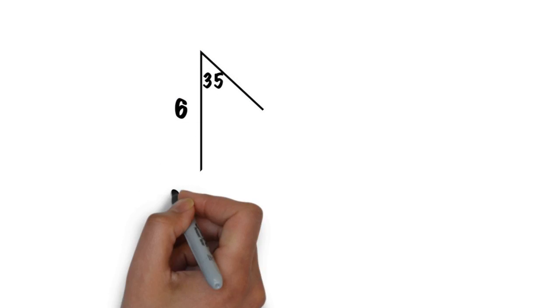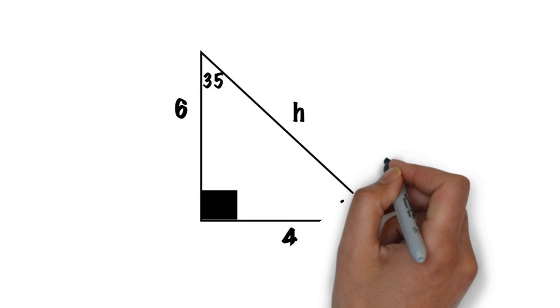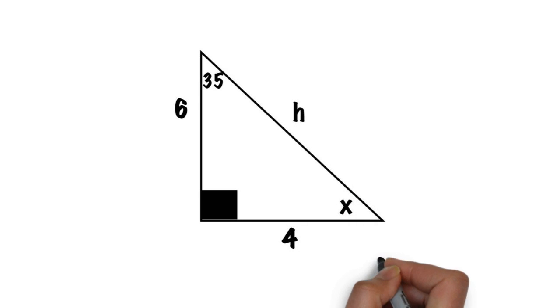Today, we'll learn how to use sine, cosine, tangent, and their inverses to find missing side lengths and angle measures. Here's our triangle. You can see we have two legs labeled 6 and 4.